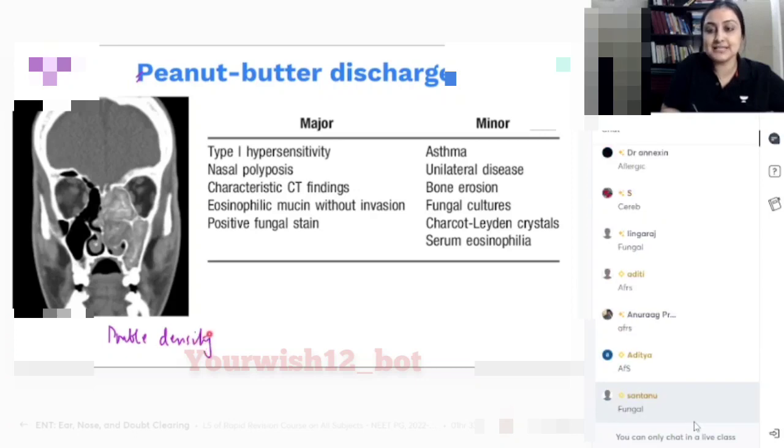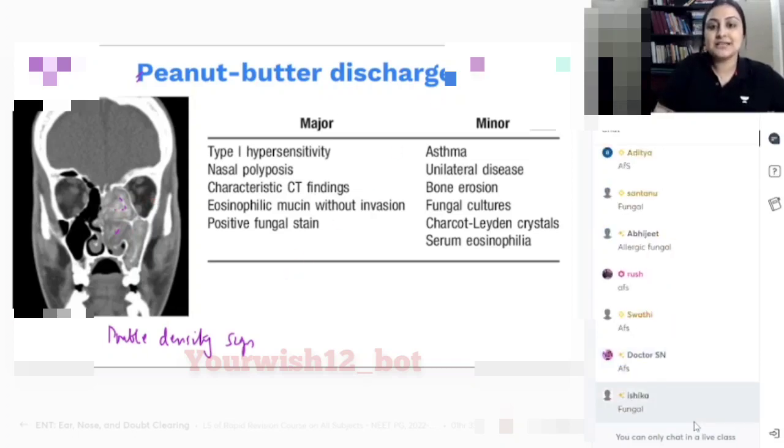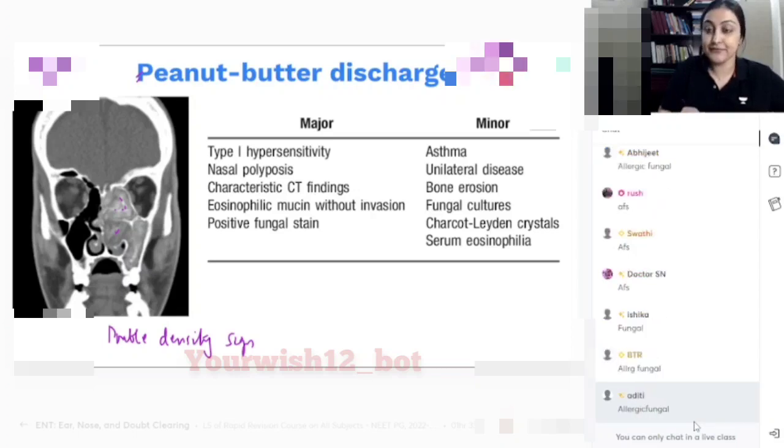Remember, all of you are mixing this up with papilloma. So see, when the CT is given and you find the double density sign, meaning black and then white on CT, which is your hyphae, these are your fungal hyphae. So this is what? This is allergic fungal sinusitis, AFS, right? So whenever you see double density, very important image based question, allergic fungal sinusitis.